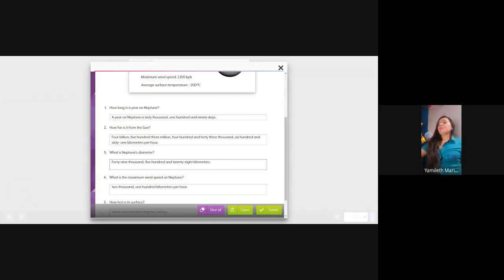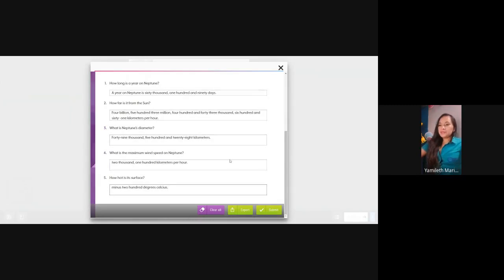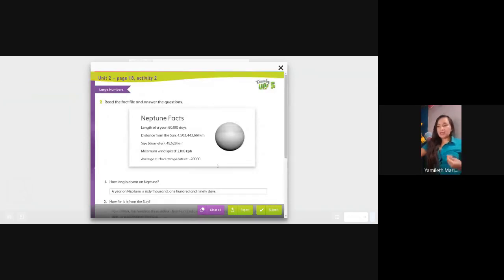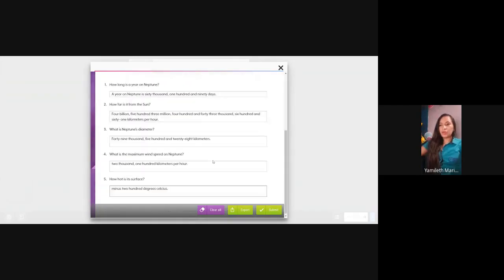Okay, these are the answers for these questions. We have 5 questions related with large numbers. Remember that we are studying how to write large numbers in English. I'm going to give you some seconds in order for you to complete this exercise. Try to do it and complete the activity in your practice book.